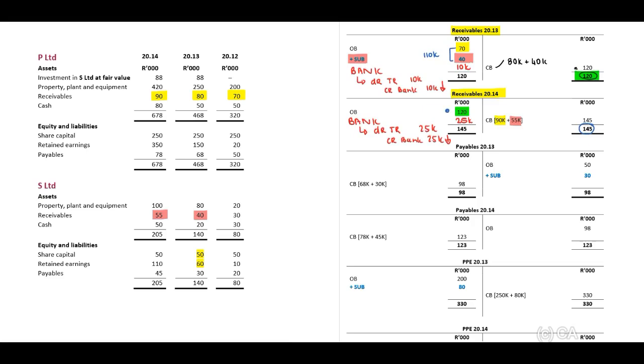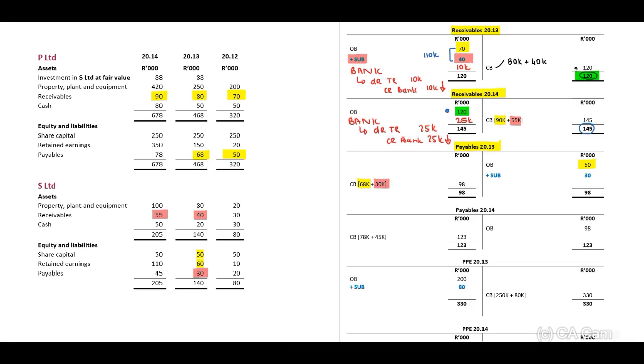We can now move on to our payables. Opening balance of our payables will only be P Limited. Payables increase on the credit side, decrease on the debit side, therefore 50,000. Opening balance 50,000, and our closing balance will include P and S, 68,000 plus the 30,000 relating to S, and our closing balance will be 98,000.